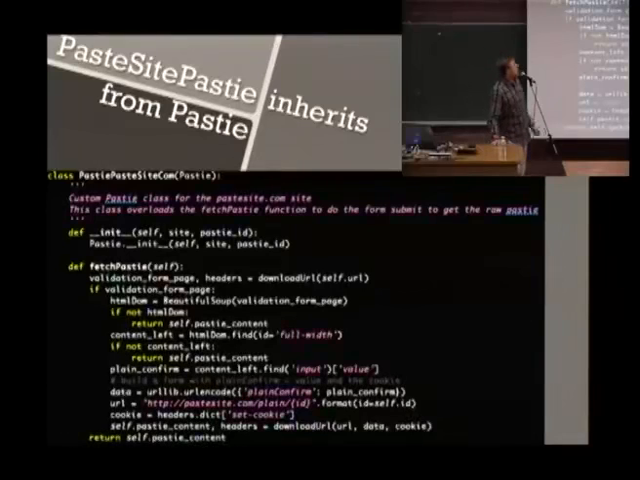And in the Python code, I simply create a class that inherits from my main pasty class. And over there, I override the fetch pasty function that downloads pasties. I simply download the original pasty page, parse the right section, search for the confirmation string, submit the form, and get the real text-based pasty.